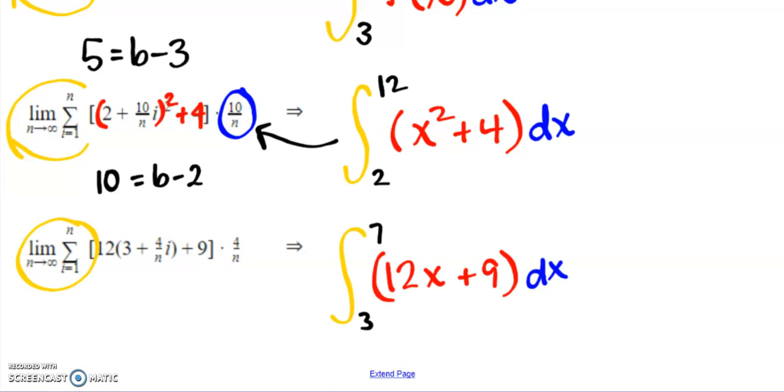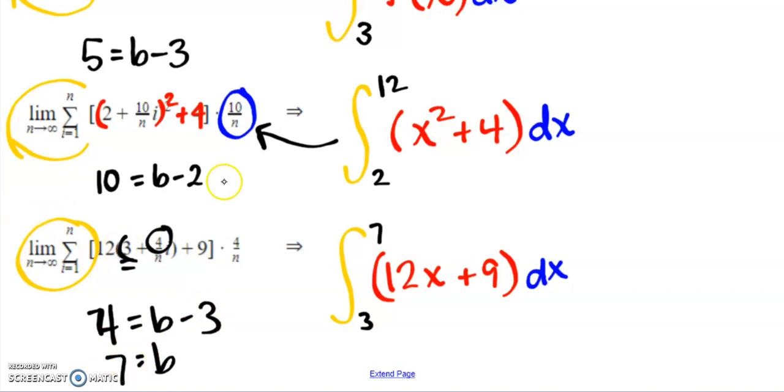All right, so hopefully you got the sum from 3, because of this a value right here, till 7, because 3 plus that 4 gets you to 7, or you could also say 4 is equal to b minus 3, so b is equal to 7. That's fine too. We have 12 times that whole input. So remember that input is like our big x value. So 12x plus 9, and then our 4 over n represents our infinitely small width, or our dx, change in x rectangle.